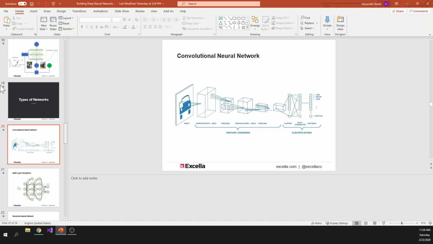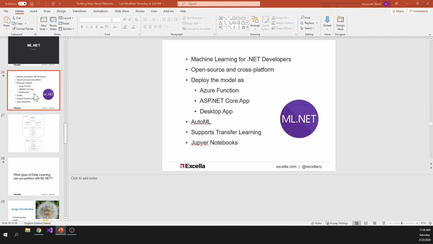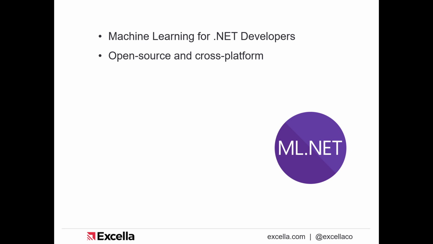All right. So what is ML.NET? Because we're going to use ML.NET here to make our predictions. So what is ML.NET? Well, ML.NET is an open source library for .NET developers to do machine learning in. It's more or less like scikit-learn for Python, but it's more for C# developers.